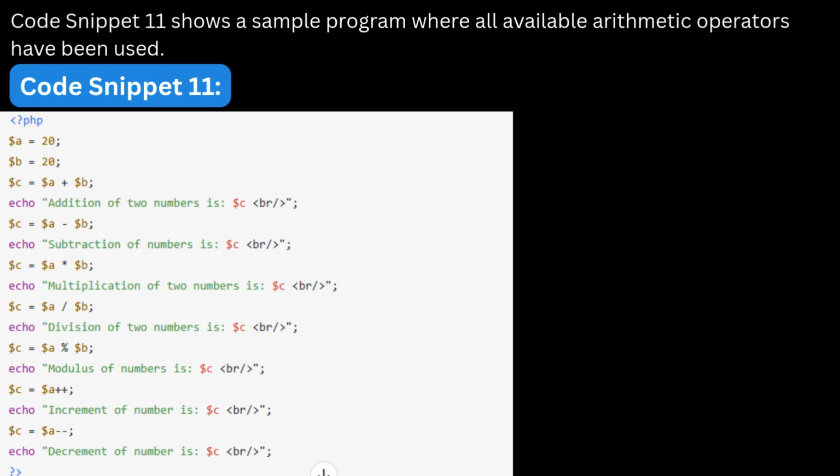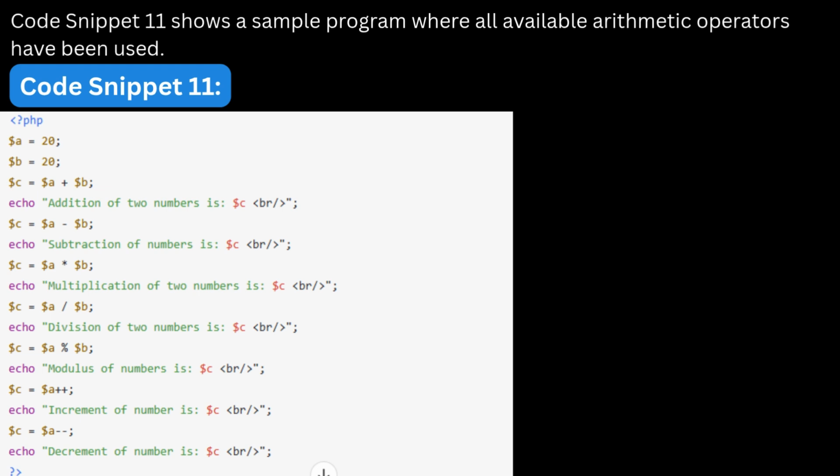Now the example introduces two important unary operations, increment and decrement. These operators add or subtract 1 from a variable's value. In the increment part of the code, the expression A++ increases the value of A by 1, changing it from 20 to 21. The updated value is then stored in C and displayed. Similarly, the decrement operator reduces the value of A by 1. After incrementing, A was 21, so decrementing brings it back down to 20. This final value is then printed on the screen.